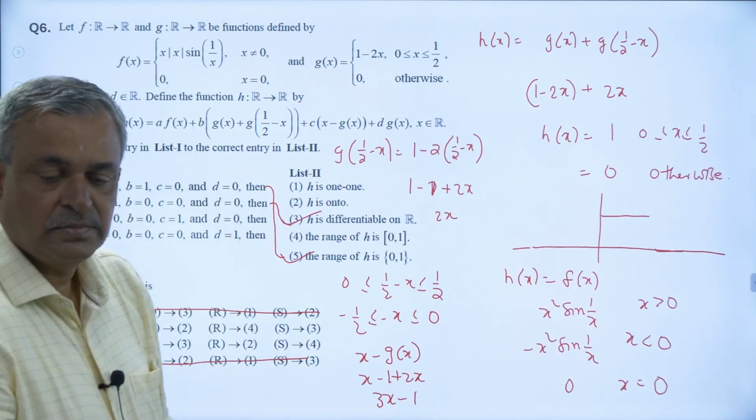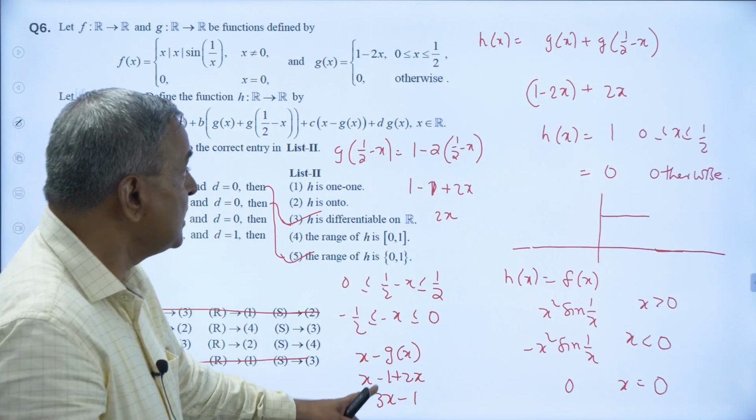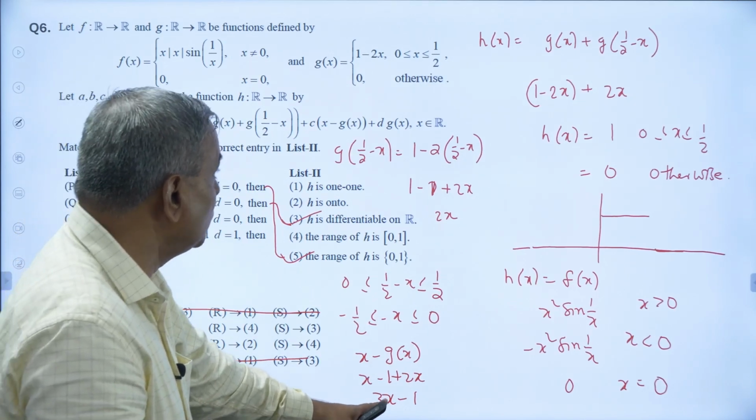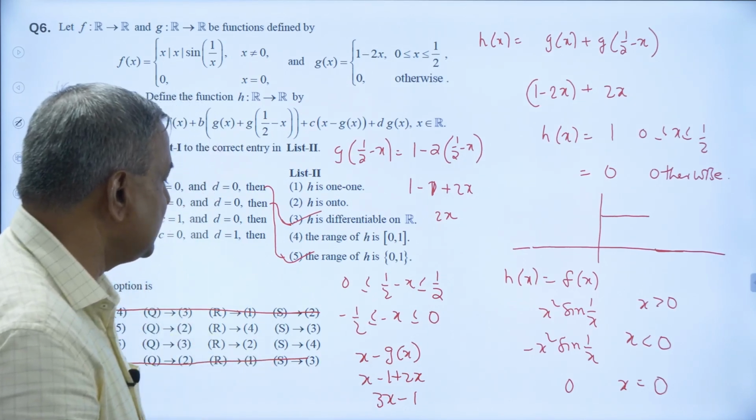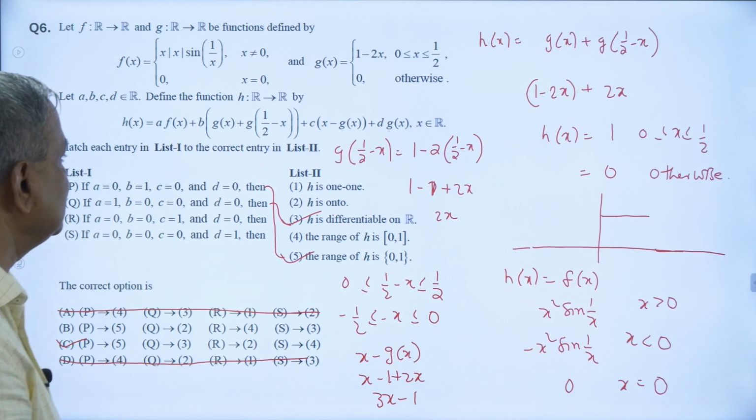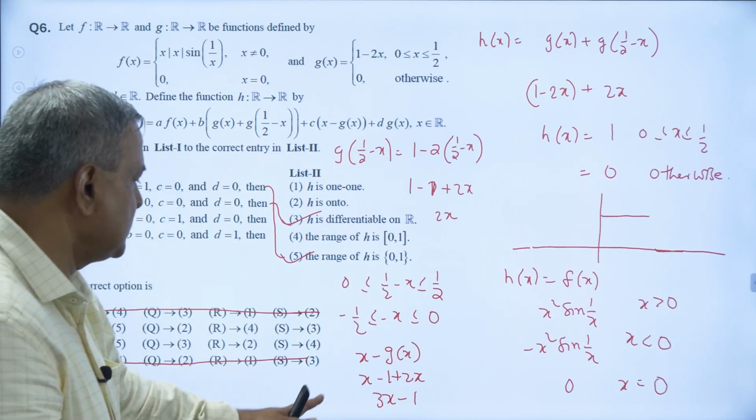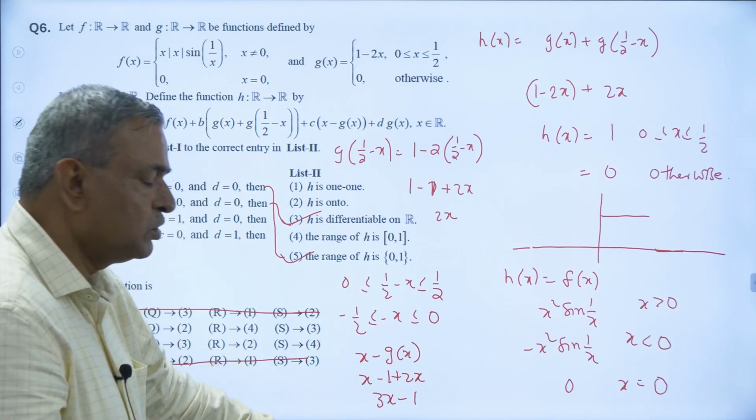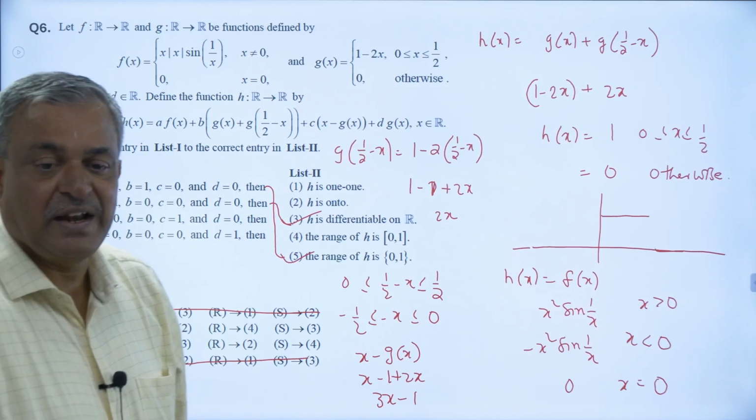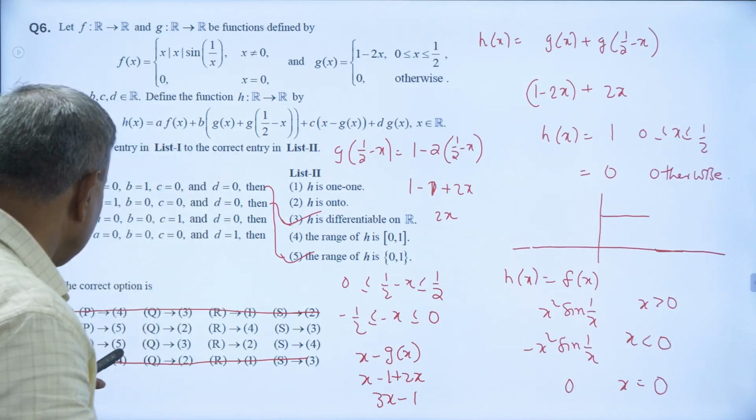Linear function, 3x minus 1. If we put x is equal to 0, 3x minus 1 is the line. Clear? f of x is x, g of x is 1 minus 2x. So f minus g of x will give you how much? 2x minus 1, perfectly correct. 2x minus 1 will give you 3x minus 1. So clearly it indicates that we have two options left.